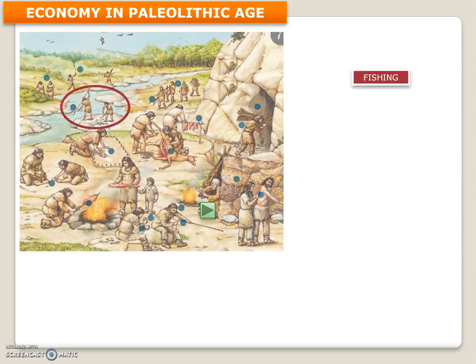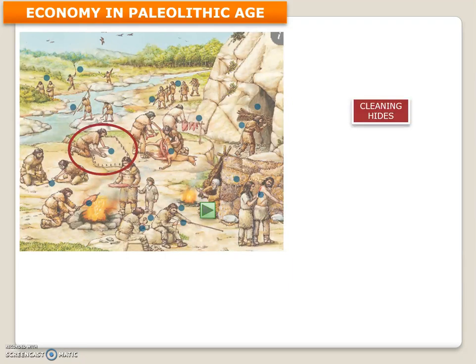But they fish too. They are fishing using harpoons, remember, made of bones, that they used to catch the fish. That was a very good source of proteins. Here we have another person that is cleaning hides. These hides, the fur of the animals, were used to make clothes, and he was using a scraper. Remember?